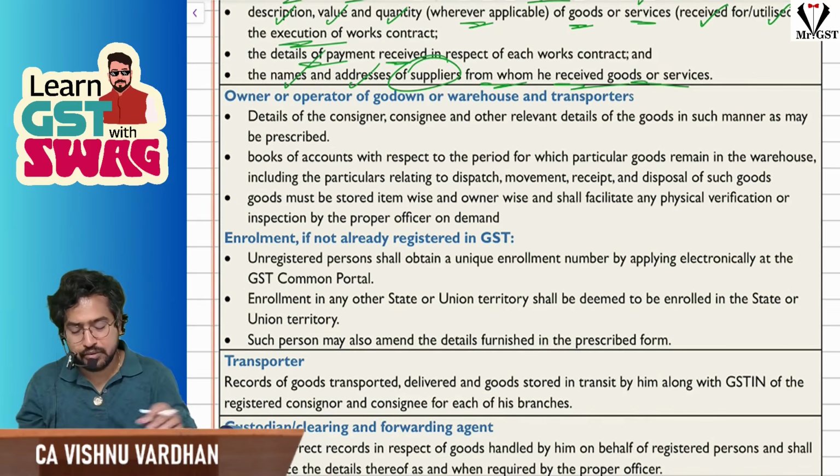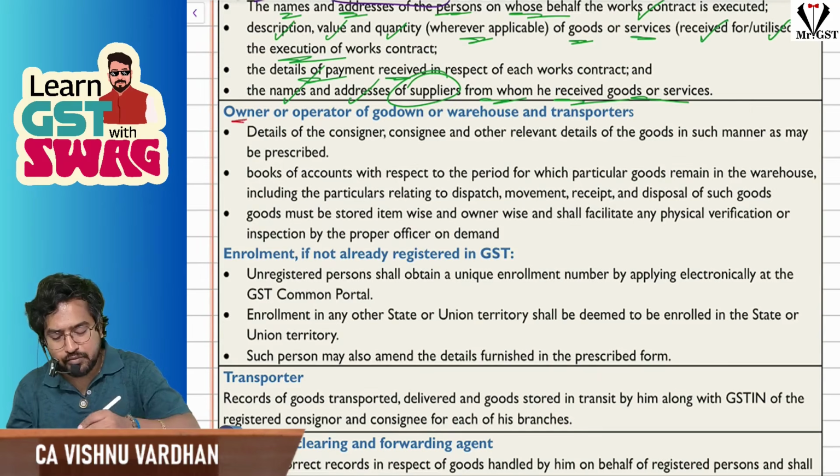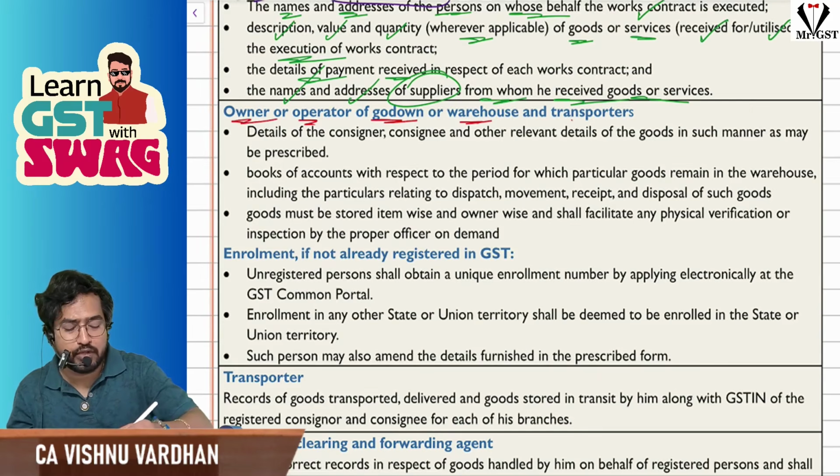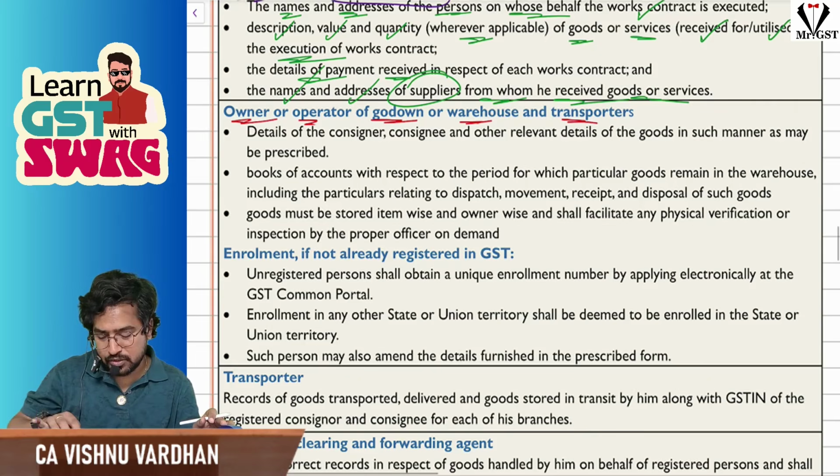Shall we continue? Next, what is the next one? Owner or operator of a godown or warehouse, and transporters, if you see.